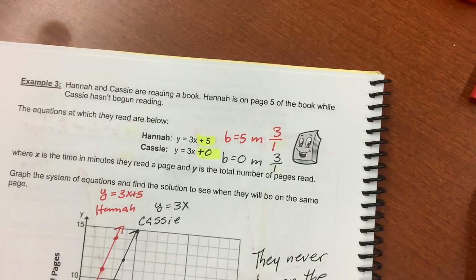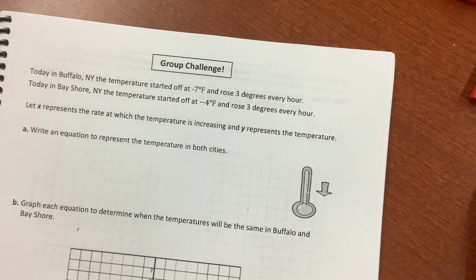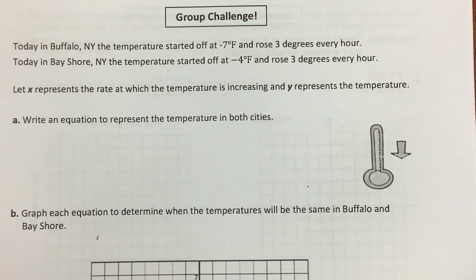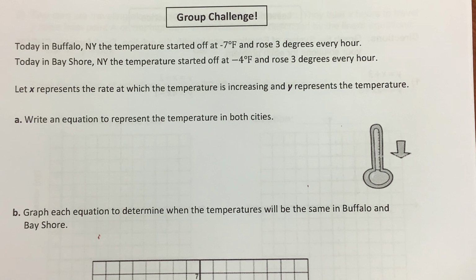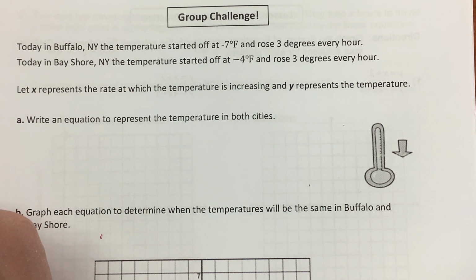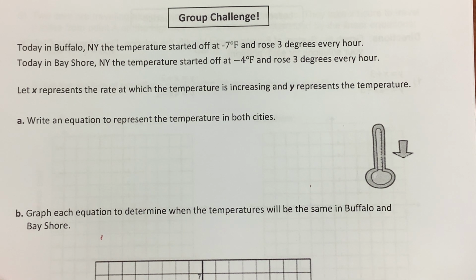All right. Now the next one says group work. But sadly, there's no groups if you're doing this at home by yourself. So let's just read through it. Today in Buffalo, New York, the temperature started at -7 and rose 3 degrees every hour. Today in Bayshore, New York, the temperature started at -4 and rose 3 degrees every hour. Let x represent the rate at which the temperature is increasing, and y is representing the temperature.